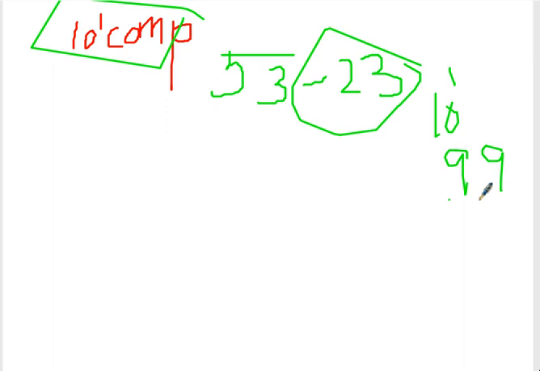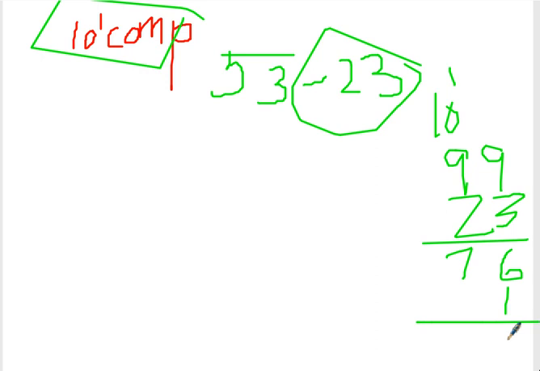99, you remove 23. How much? 76. So for that you add 1, you will get 77. So add this to 53. So these two, the tens complement, is this.